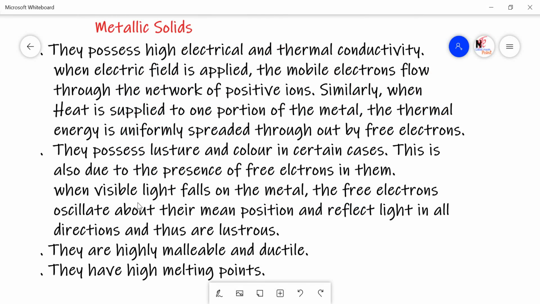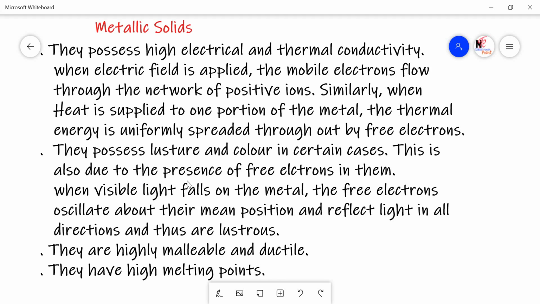Now you can see these are the general characteristics of metallic solids. They possess high electrical and thermal conductivity. When an electric field is applied, the mobile electrons flow through the network of positive ions, as we just discussed. Similarly, when heat is supplied to one portion of the metal, the thermal energy is uniformly spread throughout by free electrons. They possess luster and color in certain cases.